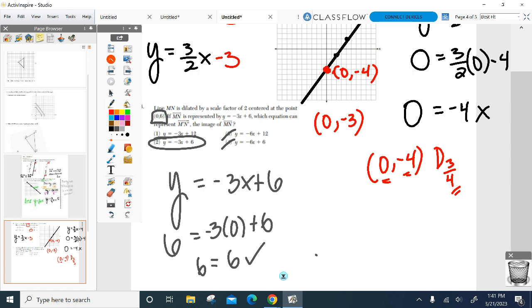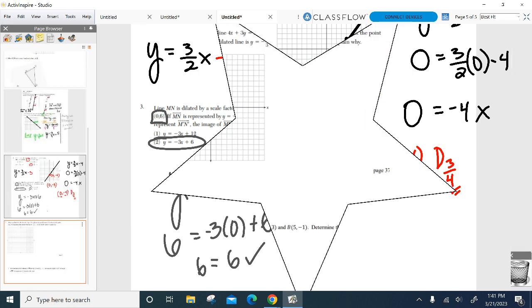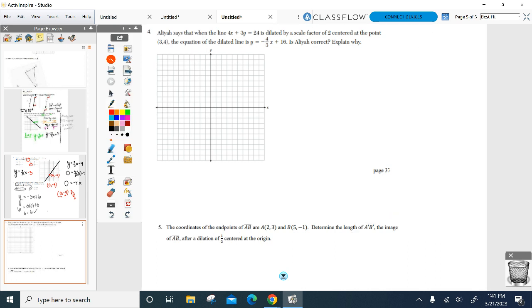All good? Before we do one more together here, we're going to have a little controversy with Aaliyah. Aaliyah's saying, hey, I got this line, 4x plus 3y equals 24, and we're going to dilate it by 2 around 3, 4. And she says here's the new equation, negative 4/3 x plus 16. Is she correct? Why don't we do this ourselves and compare it at the end?